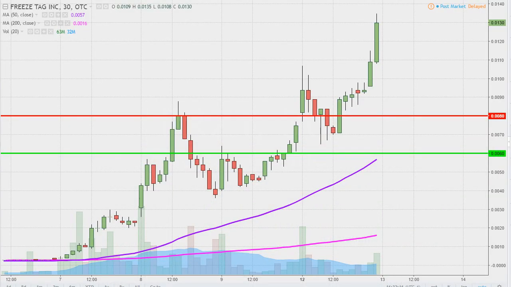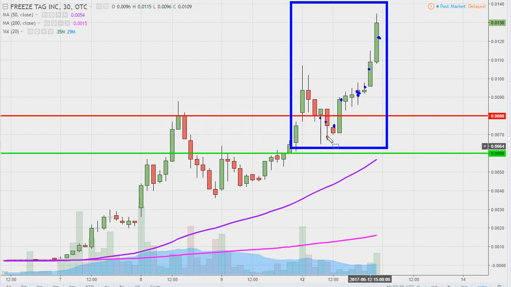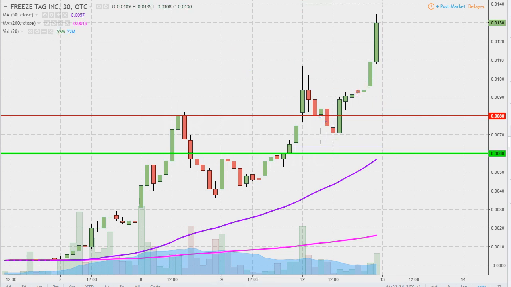Real quick, what do I mean by 30-minute, in case maybe you're new to charts? Instead of each one of these candlesticks representing one day's worth of price action, which is what you would normally see, each one represents 30 minutes. So while this may look like several days' worth of time, it's actually just today's price action broken down into 30-minute time slices. I like this time frame. I think it does a good job of telling the quote-unquote story of the price, and it makes mapping out levels of support and resistance a bit easier to see.